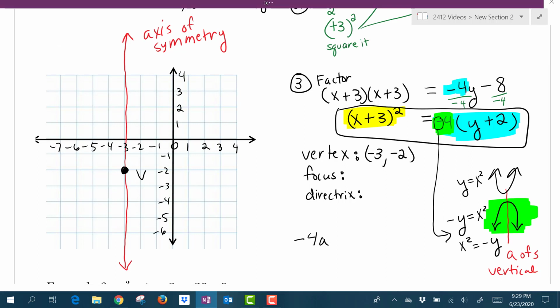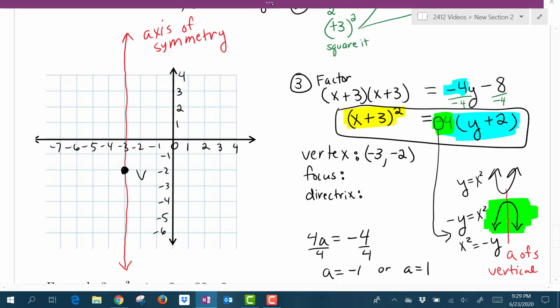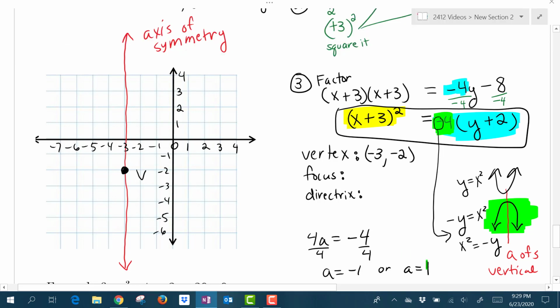So to solve for A, let's say 4A. So that's the formula for the focal width is equal to the number in front of that parentheses. That's negative 4. So let's solve for what A has to be. Divide both sides by 4. We get A equals negative 1, or I don't care if you say A is a positive 1. The important part is we get that number. We get that distance.